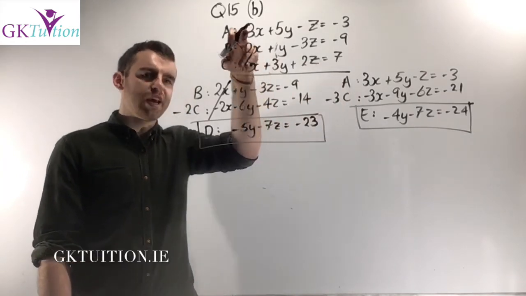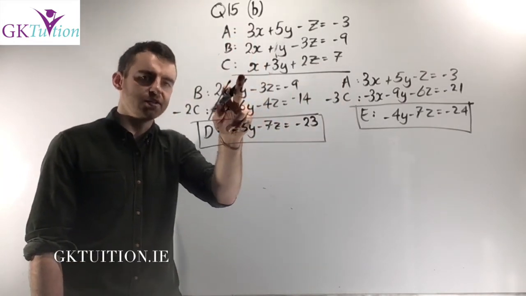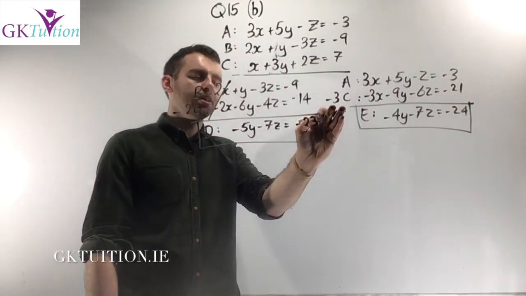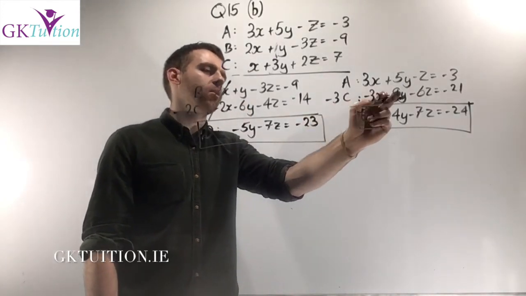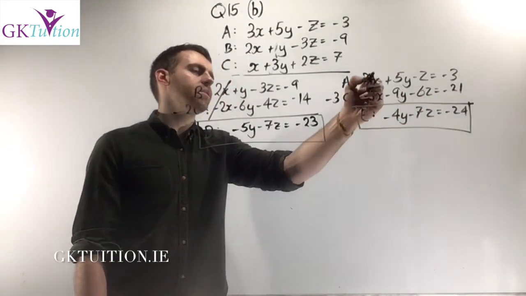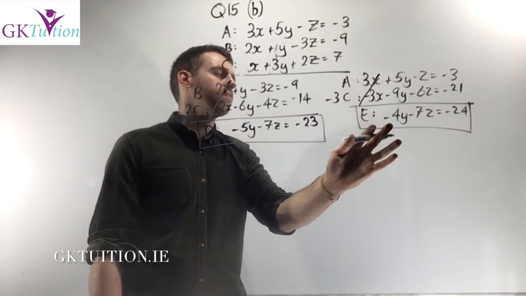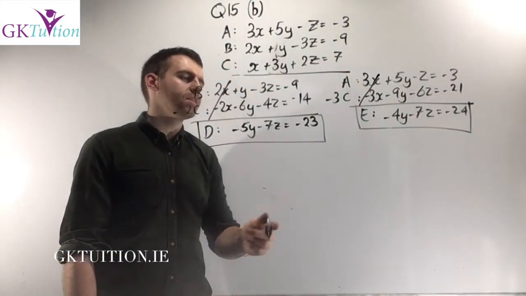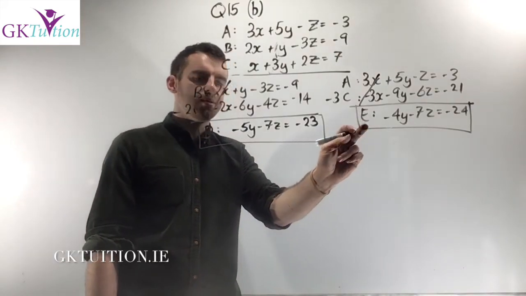Because there was a plus 3x in front of A, I want a minus 3x in front of C, which means I needed to multiply C by minus 3. And I got minus 3x minus 9y minus 6z equals minus 21. The x's will cancel and I end up with minus 4y minus 7z equals minus 24. And I've labelled this as my fifth equation, equation E.